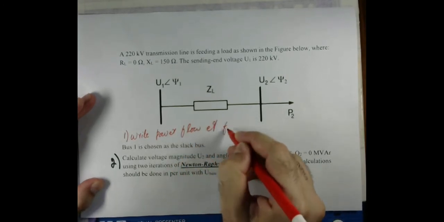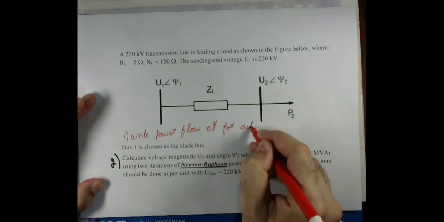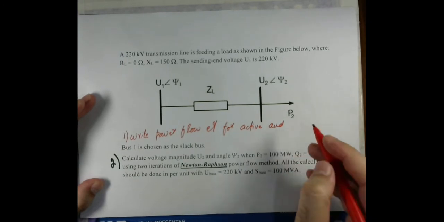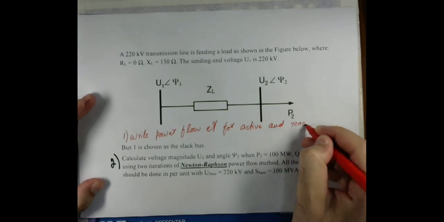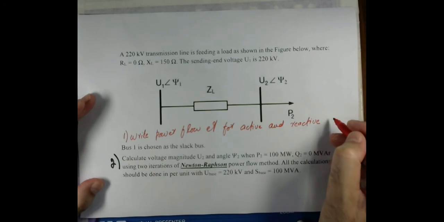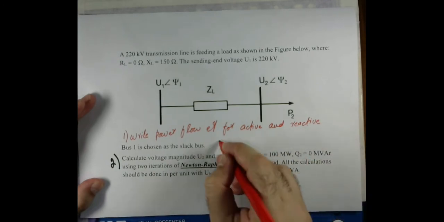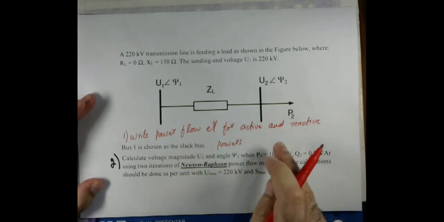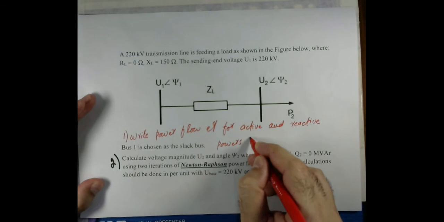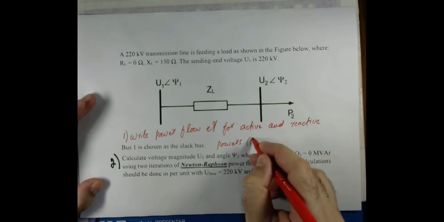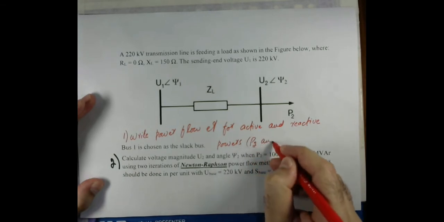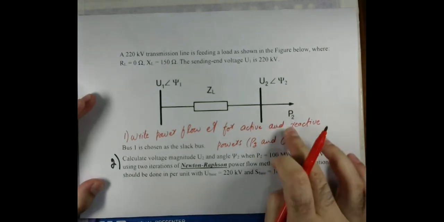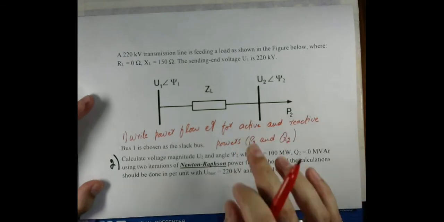for active and reactive powers. So we are supposed to write the power flow equations for active and reactive power at the load bus. So we are supposed to write the power flow equations for P2 and Q2 to represent bus number 2, which is the load bus.